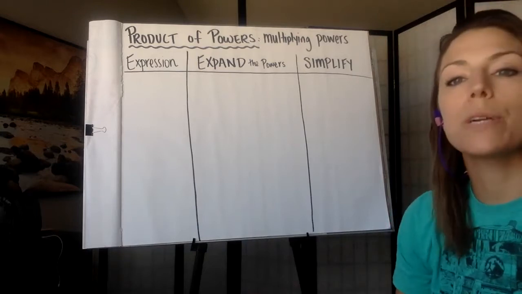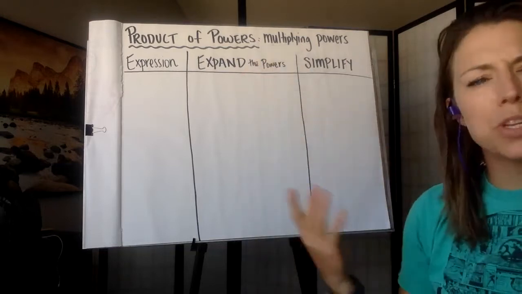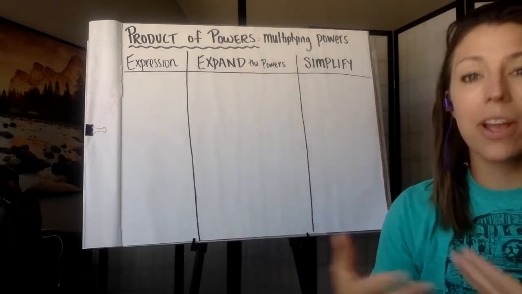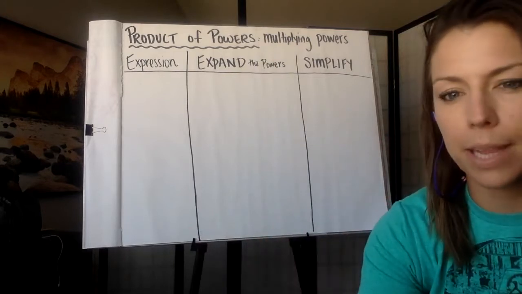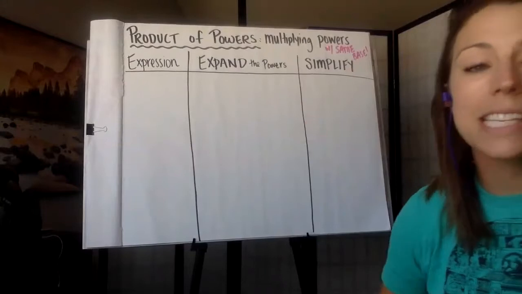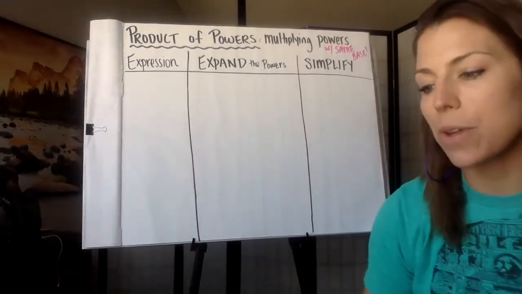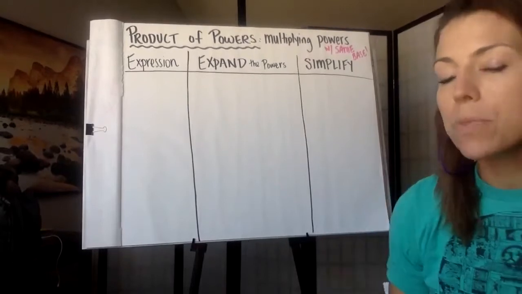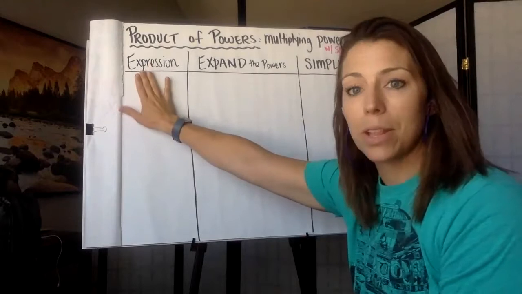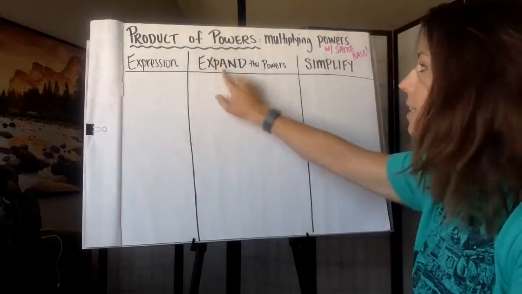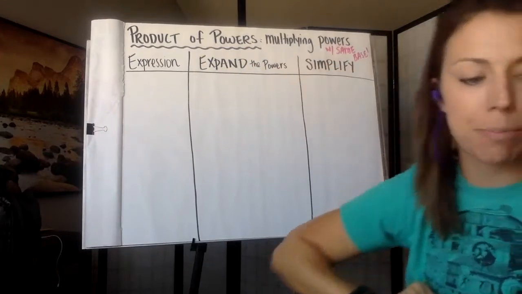We're going to start by looking at what's called a product of powers, which really just means what happens when you're multiplying two powers together that have the same base. And that's actually a good point, so I'm going to add that to my list. With the same base, because if they don't have the same base, then there's only so much that you can actually do with them. So in our table, in the first column, we're going to be looking at our expressions, our products. We're going to expand those powers, and then we're going to simplify them.